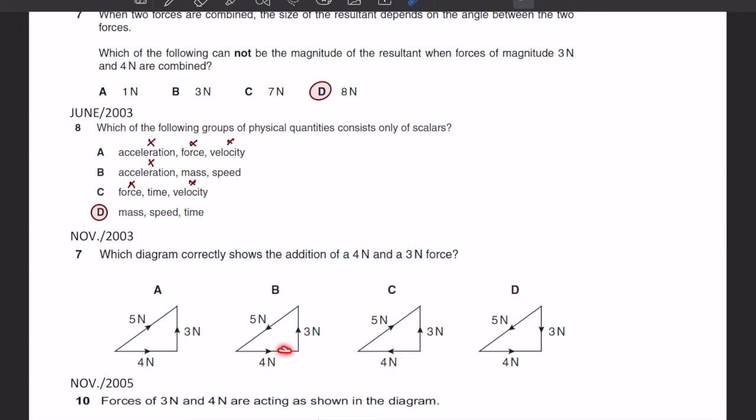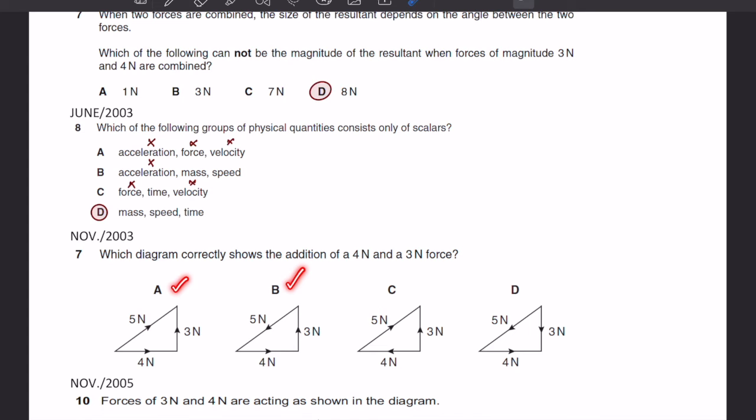This is also 4 Newton with 3 Newton. That is also fine with me. But this is not fine because two tails are connecting, and that is something I could do for subtraction but not for addition. And also D is not an option because when two heads are connecting, I don't get addition. So my choices come down to A and B.